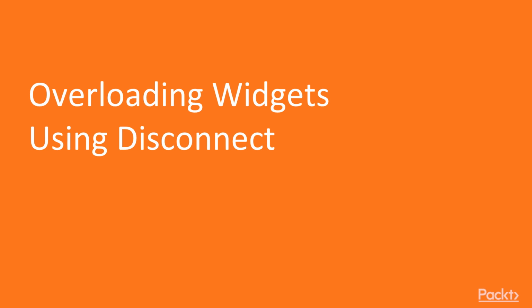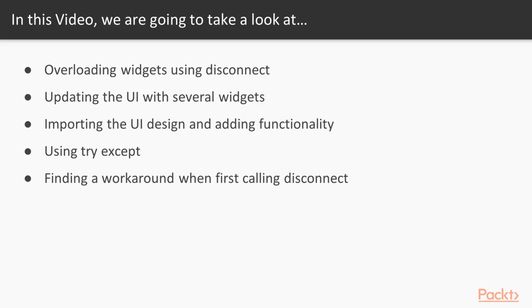In the previous video, we looked into PyQt5's slot and signal mechanism, and in this video we will be overloading widgets using disconnect. We will be updating the UI with several new widgets, and then we'll be importing the UI design and add functionality to it. We'll be using exception handling, and we'll also find a workaround when we are first calling disconnect.